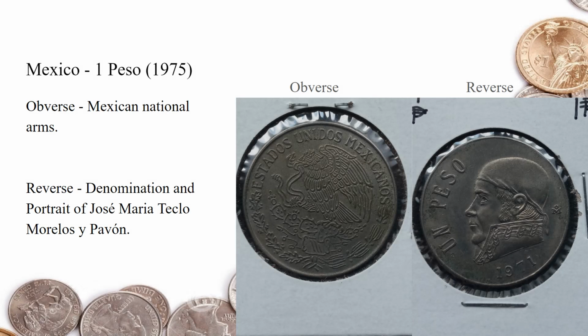Next, we have 1 peso, and this one is from the 1975 era, although the coin on this one says 1971. 1975, I believe, was the year that the Mexican Mint phased this one out. And, of course, the obverse has the national arms. The reverse has the denomination 1 peso, as well as a portrait of José María Teclo Morelos y Pavón. And he was a priest and a revolutionary during the Mexican independence movement. And he was the individual who took up leadership of the movement after the death of Miguel Hidalgo.